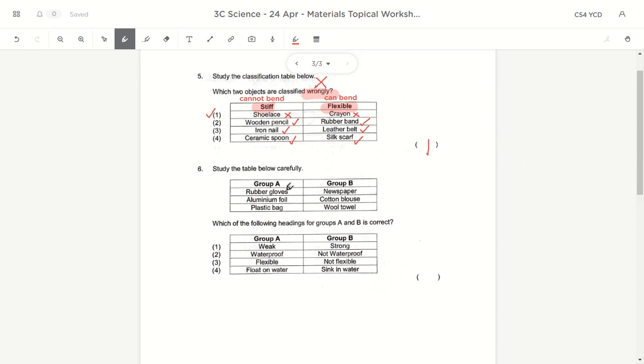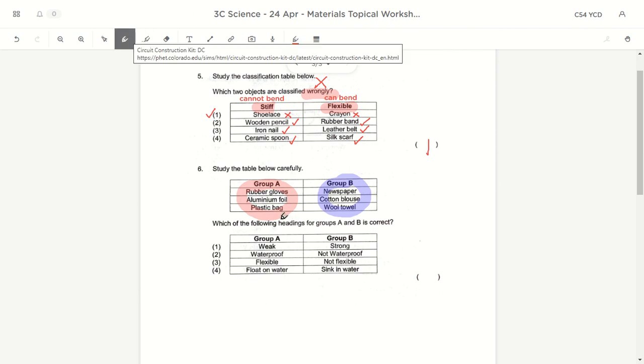Okay, the last question. Group A, Group B. I have rubber, aluminium, plastic, newspaper, cotton, and wool. Whenever you have this, always look at the similarities within this group. They are all different materials. This paper, which is from wood, this fabric, this rubber, this metal, this plastic. They are all different materials. So what is the similarity between the 3 of them? Let's go through each of them and see.